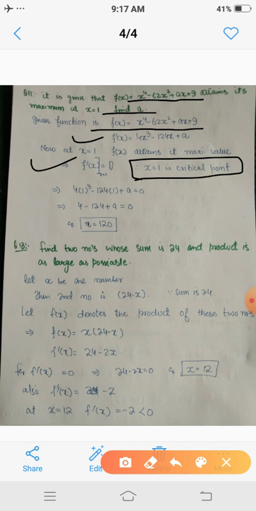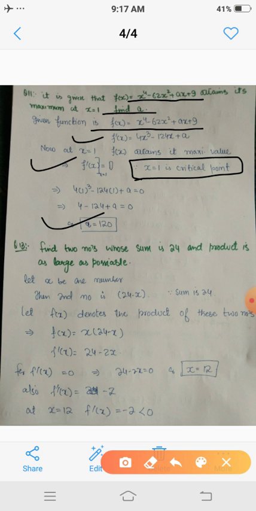So substituting x equals to 1 in f dash of x, we simply get 4 into 1 raised to power 3 minus 124 into 1 plus a, or 4 minus 124 plus a equals to 0, or a equals to 120.